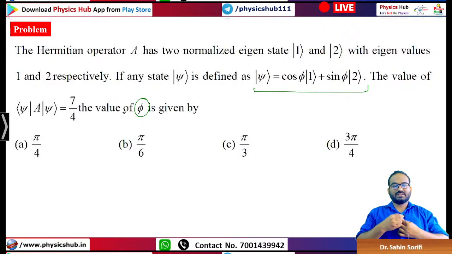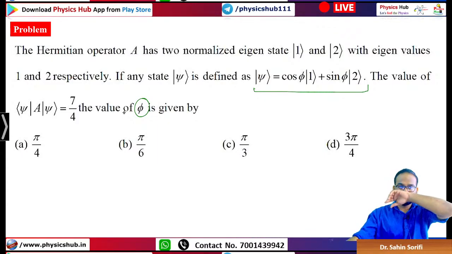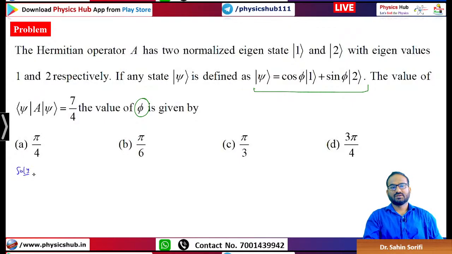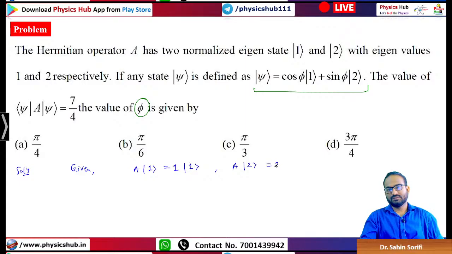First of all, let us write what is given to us. You are given that the operator A has two normalized eigenstates |1⟩ and |2⟩ with eigenvalues 1 and 2. So if you apply A on state |1⟩, you get eigenvalue 1. This is how we write. If you apply A on |2⟩, you get 2. So this is what is given.